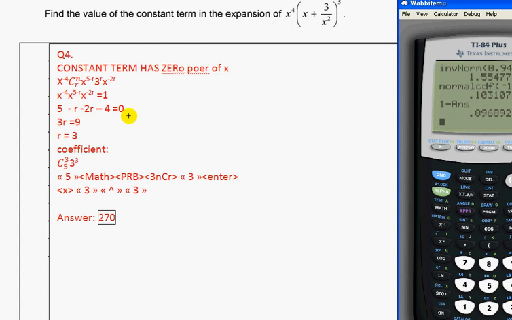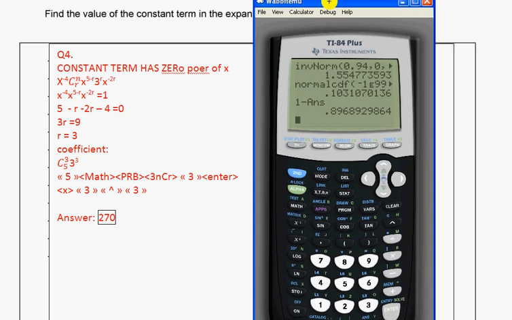So the coefficient will be C(5,3) times 3 to the 3. So let's assume that you hate this value. So how to use a calculator and not to use factorials, etc.? So I want to calculate, to multiply C(5,3).